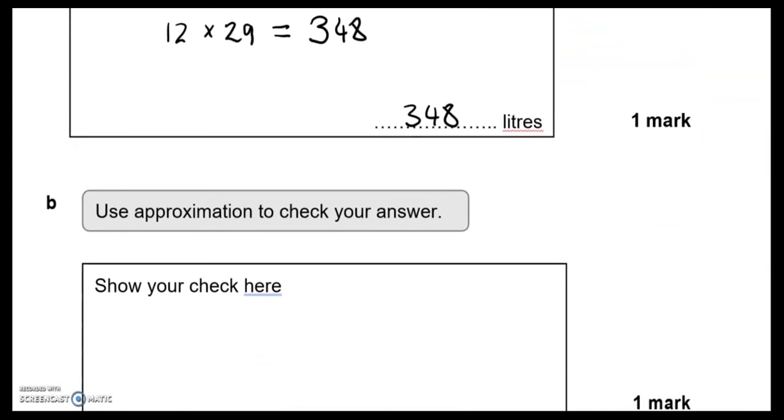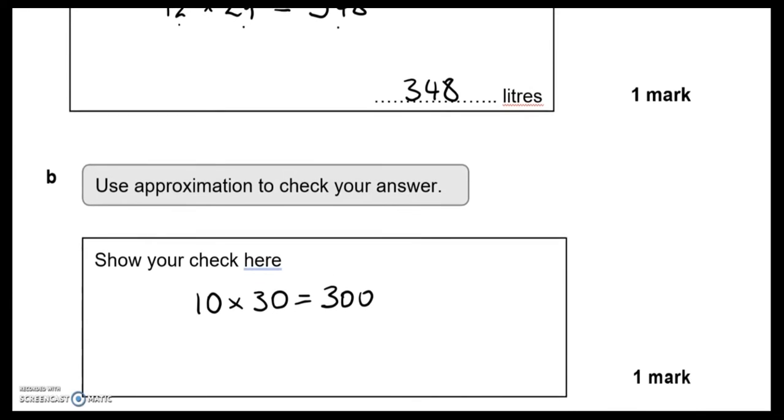Use approximation to check your answer. And 12 to 10 and 29 to 30. And that gives us 300. So that is close to 300.